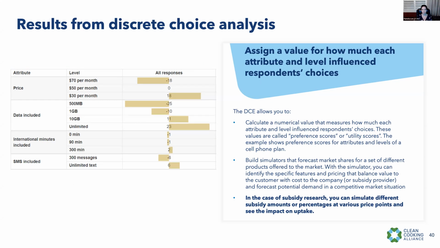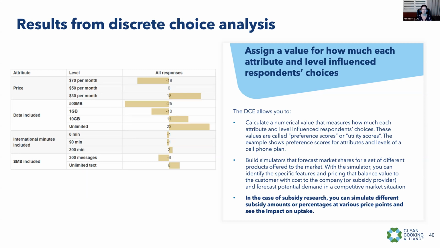So what you get from doing a discrete choice experiment is a calculation of the preference score, or the utility score, for each of the attributes and the levels that you tested. If you look at this example on the left, this is actually talking about cell phones. You can see that when you're talking about price, very clearly, everyone wants the lower price. When you're talking about data, everyone wants more data.